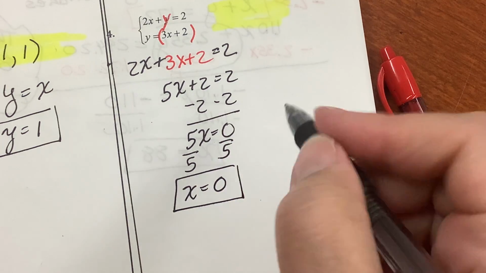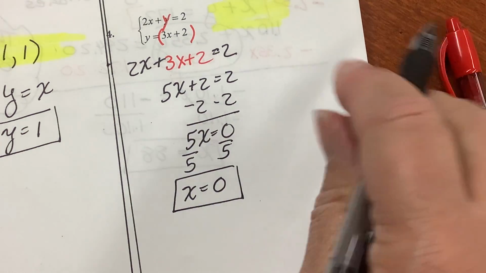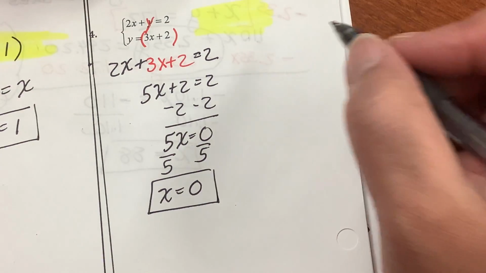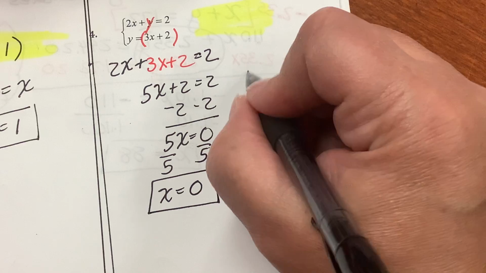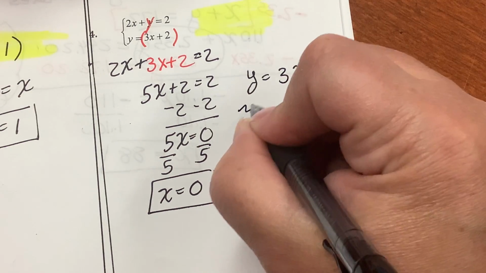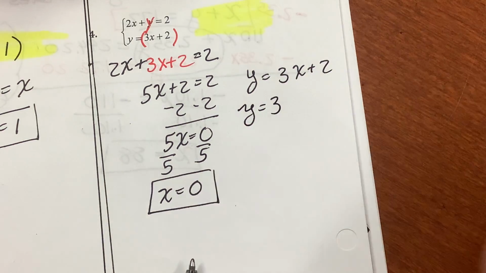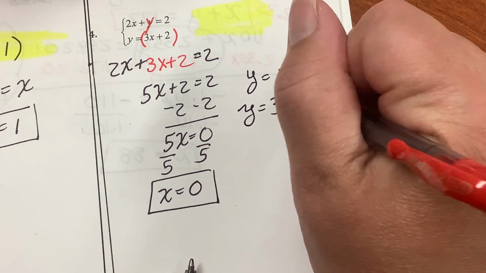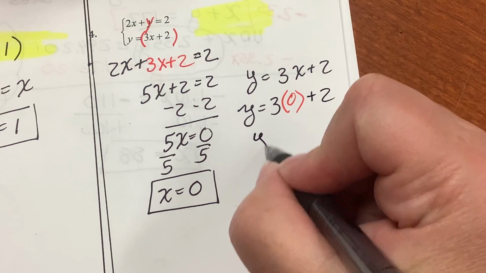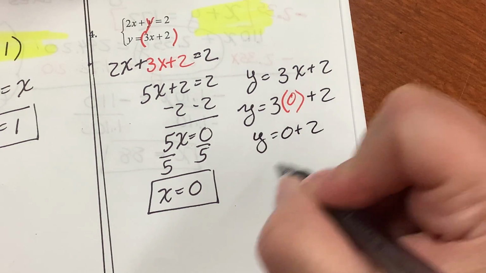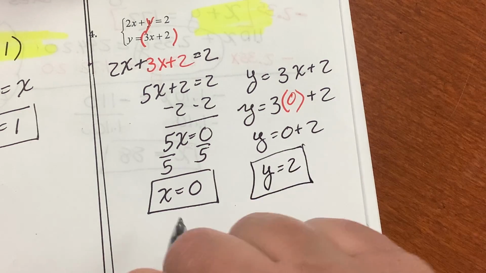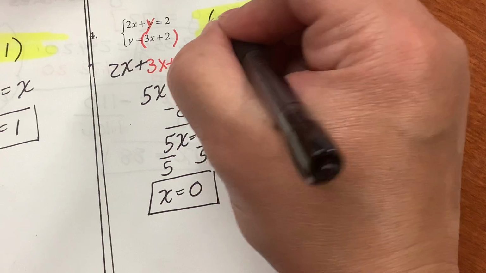And I can go back and I can substitute that in to either equation. It doesn't matter. But I like to substitute it into the y equals mx plus b one. So y equals 3x plus 2. Y equals 3 times 0 plus 2. Y equals, well, 0 plus 2 is just 2, so y is 2. There we go. X is 0, y is 2.